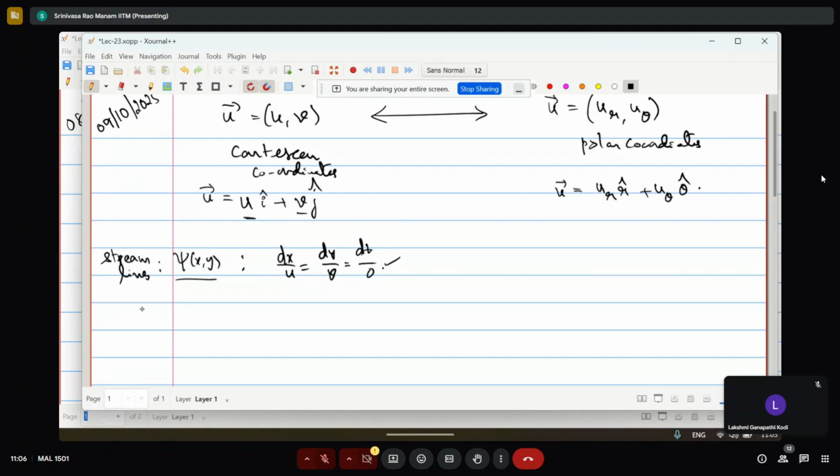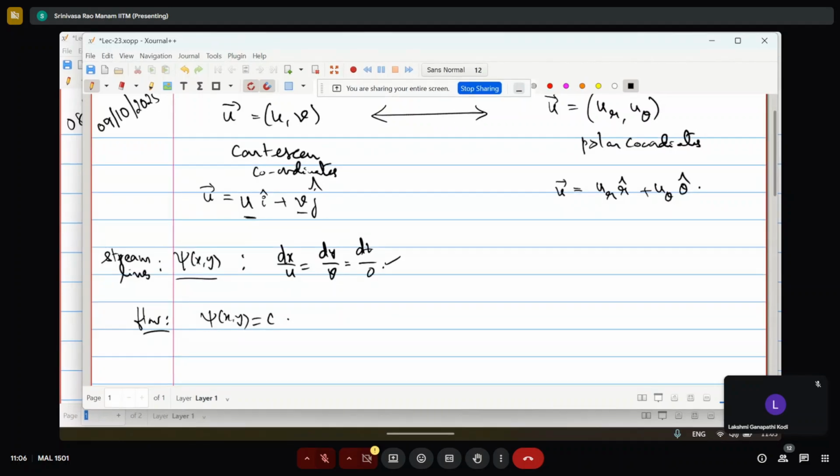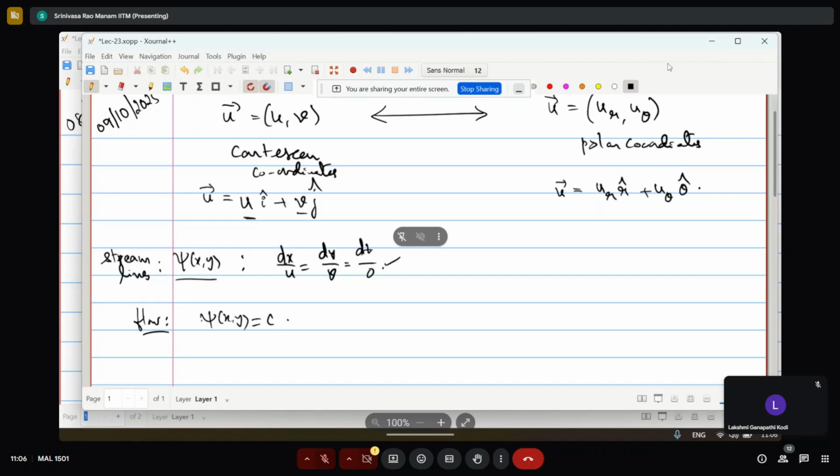So then what are your streamlines? How do you see the flow? You draw psi of x, y equal to constant. Those are your streamlines, finally. This is the flow. You draw them by drawing psi equal to c. But what you have here is only u r and u theta, so you need to convert them to Cartesian coordinates. That is one way. I'm just giving the first way, which is drawing the streamlines.